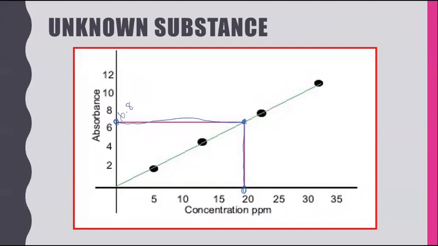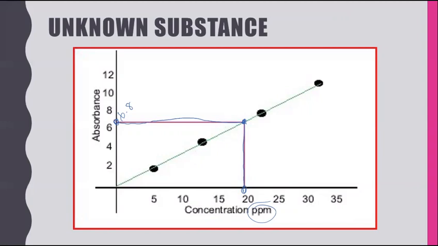It doesn't matter what units are on your x-axis. That depends on what standard solutions you put into your UV-Vis machine. What you are looking for is what absorbance you have for each standard solution. And then once you've got those absorbances, you plot your calibration curve. Once you've got your calibration curve, you can then put unknown substances into it.